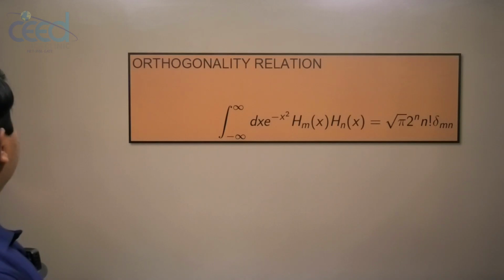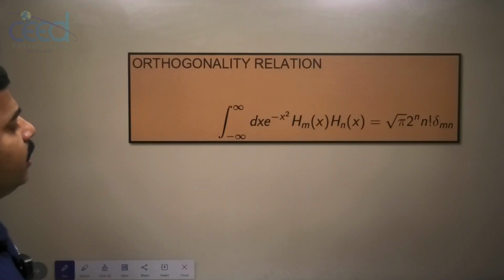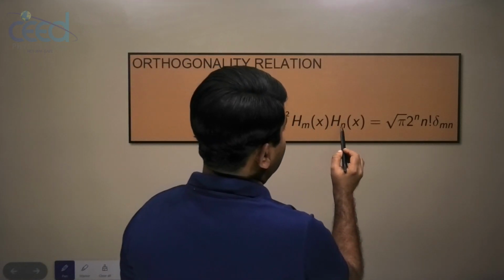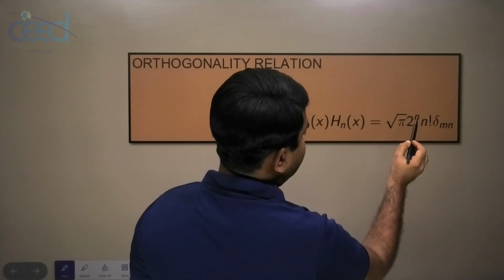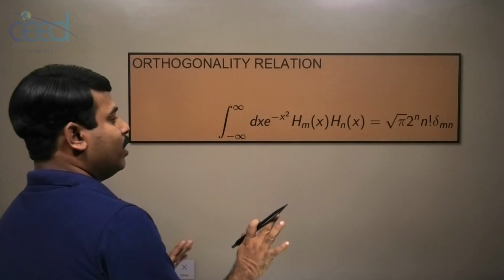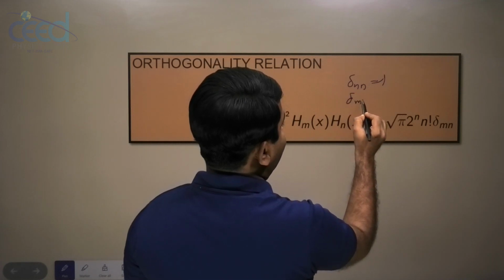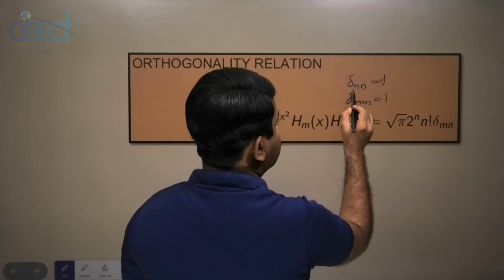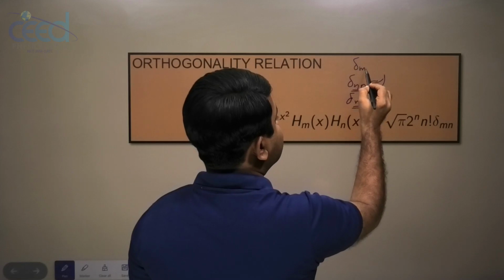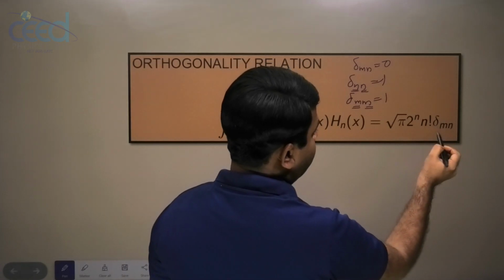Now the orthogonality relation, right. See, the orthogonality relation means the integral from minus infinity to infinity of e raised to minus x square, hm of x, hn of x is equal to root pi, 2 raised to n, n factorial into Dirac delta of mn, right. Now understand, Dirac delta of nn is equal to 1, Dirac delta of mm is equal to 1, because if both indices are the same, the Dirac delta function value is 1. If both indices are different, its value is 0, right. So when m and n are equal, its value is 1.